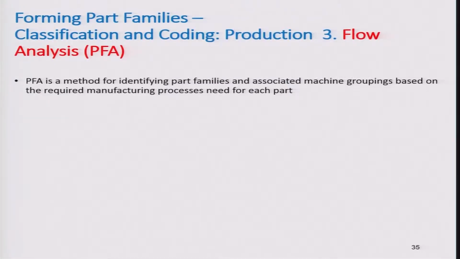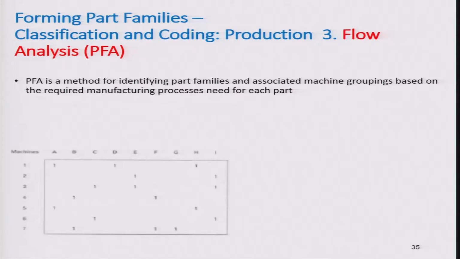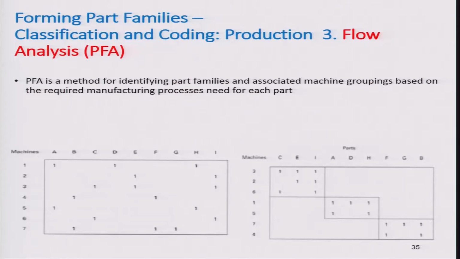Now this is the third type of coding system. This is called flow analysis, and product flow analysis is a method for identifying part families and associated machine grouping based on the required manufacturing process for each part. Here you can see machines M1, M2, M3, M4, M5, M6, M7, and the part families A, B, C, D, E, F.